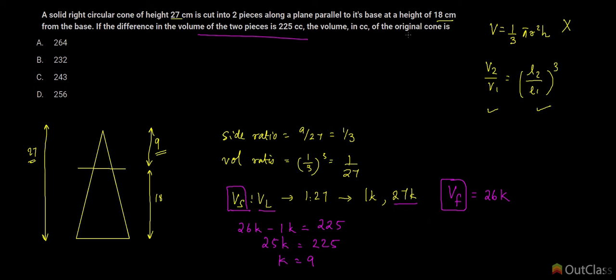Then what is the volume of the original cone? So the answer is 27k, where we just found k to be 9. So it's 27 into 9, 243.